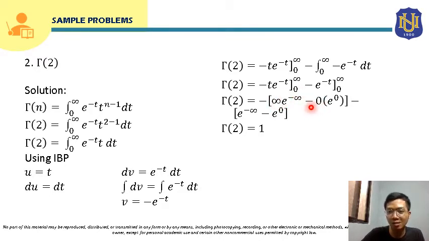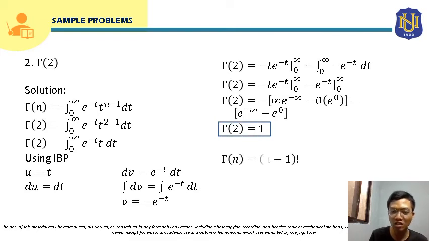And since this will be multiplied by 0, so this will become 0. And then e raised to negative infinity, that is 0. And then we have here e raised to 0. And we know that e raised to 0 is actually 1. So this will become negative 1 times negative, so that will be positive 1. So this will now be the gamma of 2. So that is actually equal to 1.